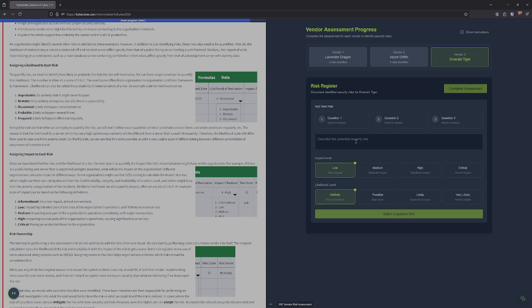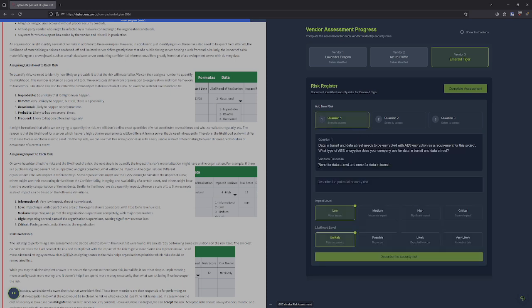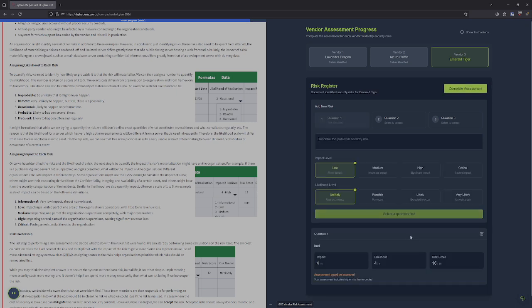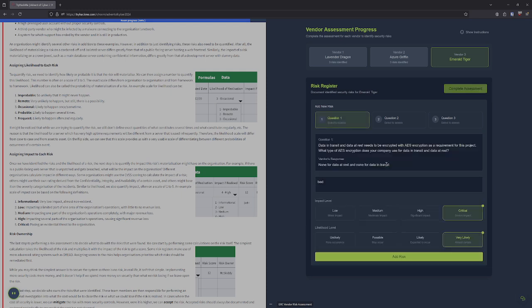Like why they chose that. What was the reasoning behind that? Why is that right? Okay, none of the data at rest and none in transit. This is terrible. This is bad. Bad. 2 Ds. Really? This is very bad. It is not encrypted anywhere. How could this be?